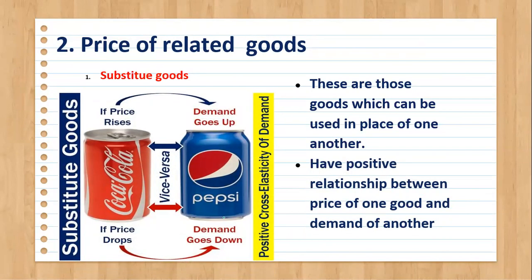So you can see that if the price increases, demand of another increases. If price decreases, demand for this decreases. So they have a positive relationship.